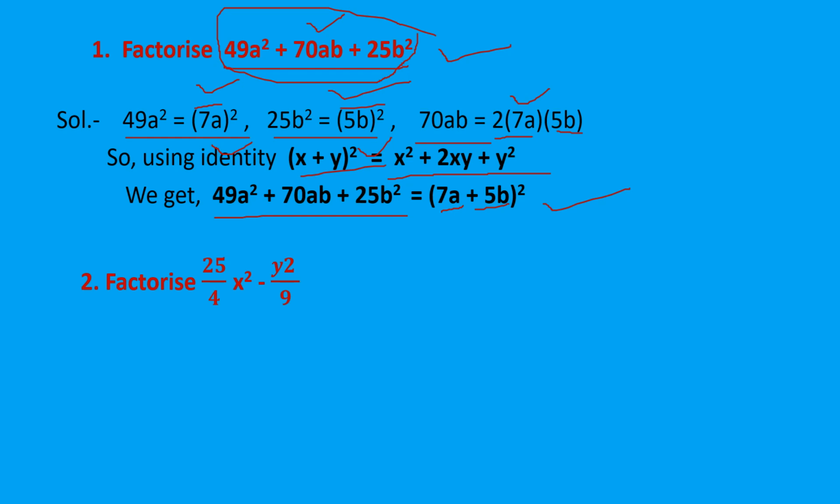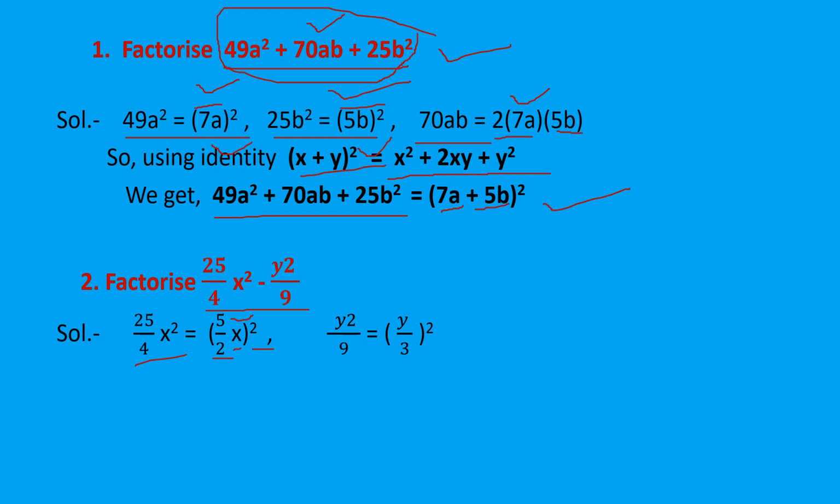Now let's see another part. Factorize 25 upon 4 x square minus y square upon 9. Now here also we will see the terms one by one. The first term is 25 upon 4 x square. If we look at 25, we can write it as 5 square. Right, 4 we can write as 2 square and x square we can write as x square. So in place of this term we can write (5 upon 2 x) whole square.